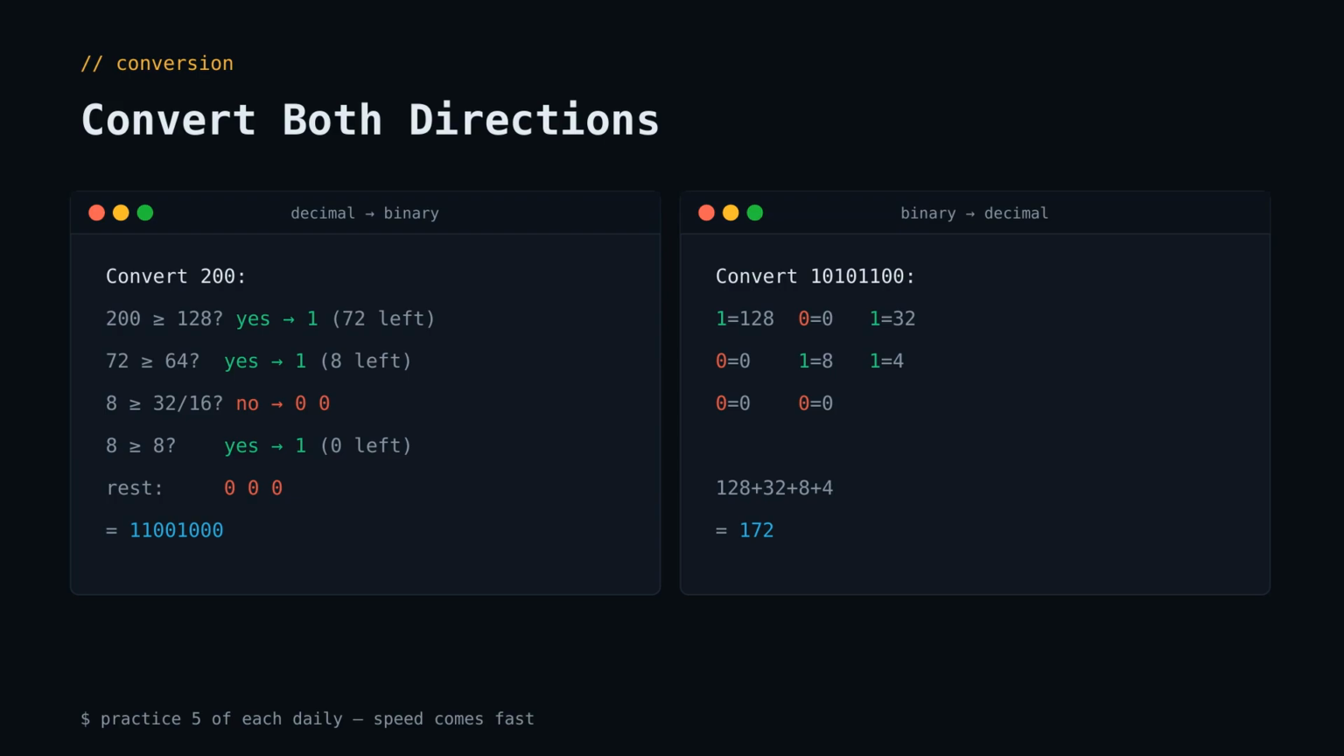Going the other way is even easier. Just add the place values under every one. 10101100 gives you 128 plus 32 plus 8 plus 4, which is 172. Drill 5 of each daily, and the speed will come.